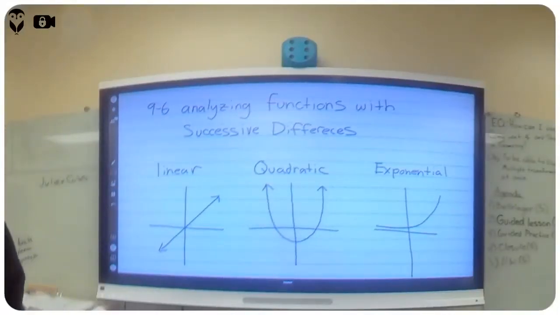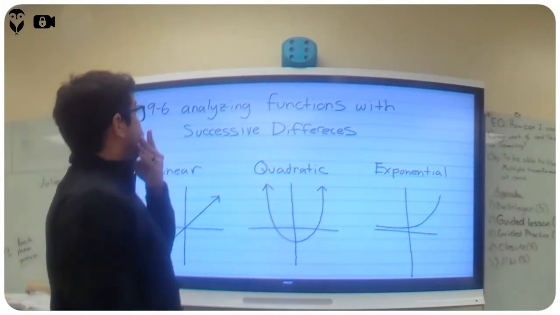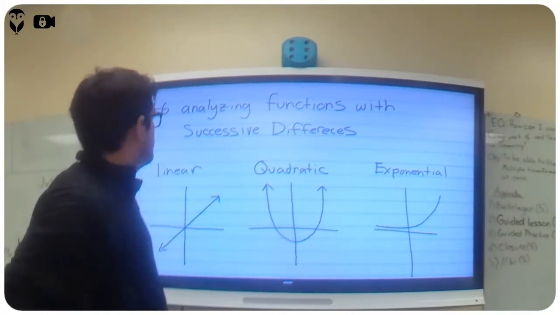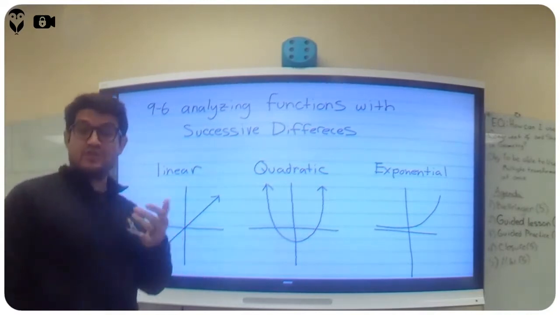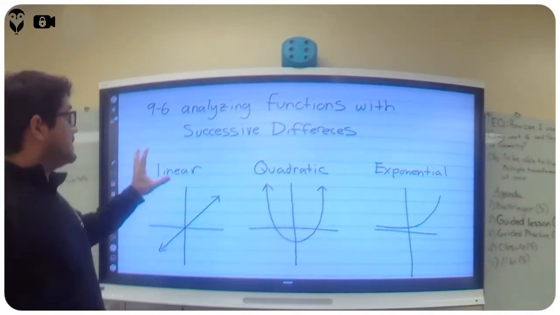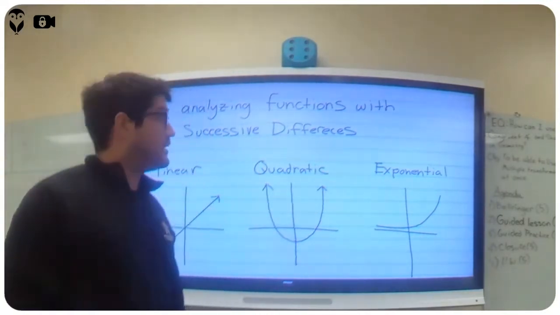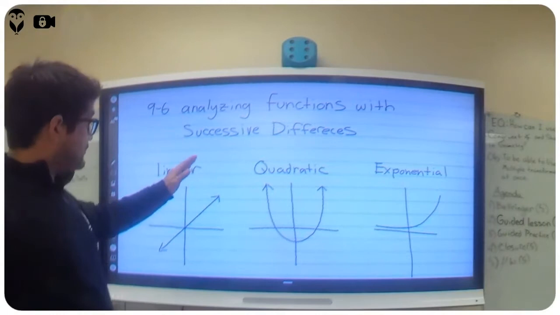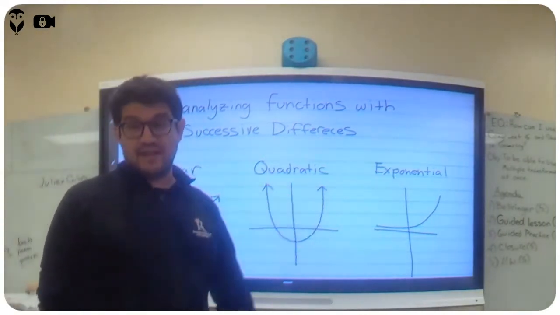All right, guys, let's get started. This chapter is 9-6, analyzing functions with successive differences. We're going to be figuring out with just the coordinates if something is linear, quadratic, or exponential. Linear is a straight line, quadratic makes a U, exponential increases like that.